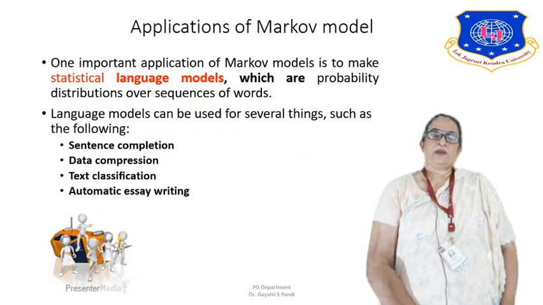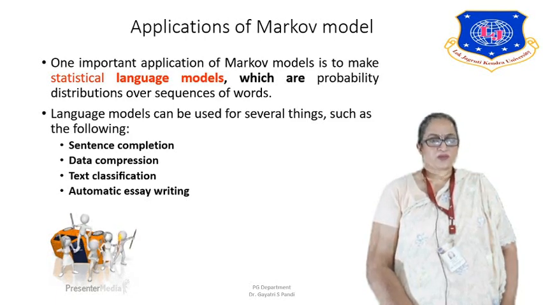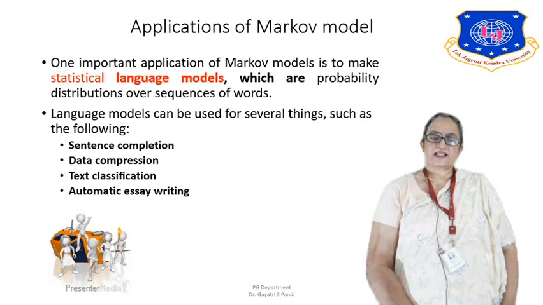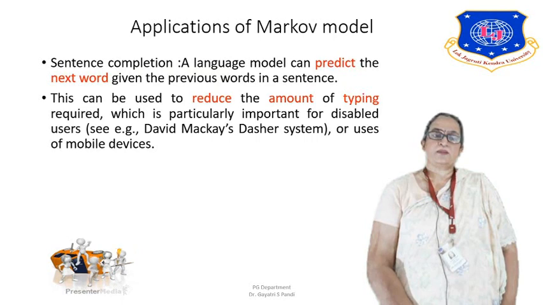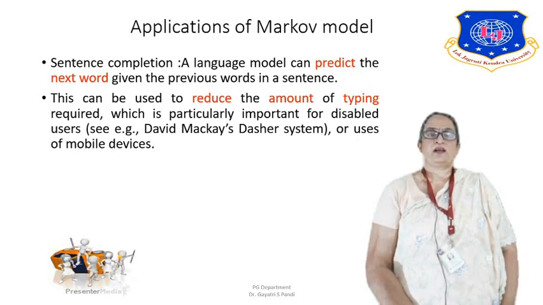Now, let us see about the applications of Markov model. One of the major and important applications of Markov model is the statistical language model, which is a probability distribution over sequences of words. A language model can be used for several things such as sentence completion, data compression, text classification, and automatic essay writing. Sentence completion is one of the major applications of Markov model, and a language model can predict the next word given the previous word in a sentence.